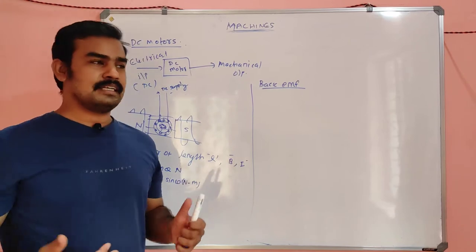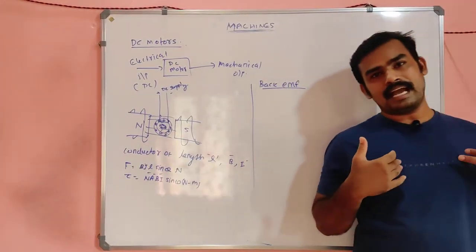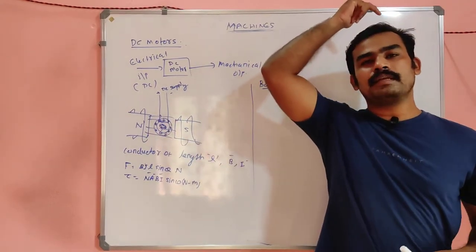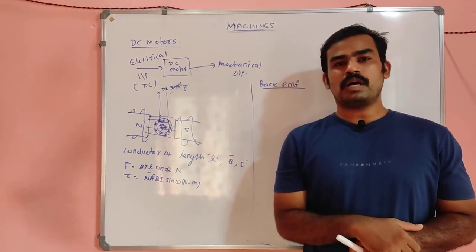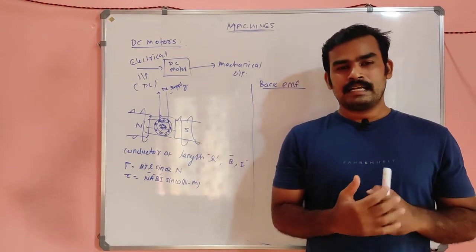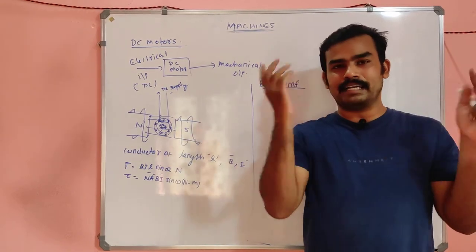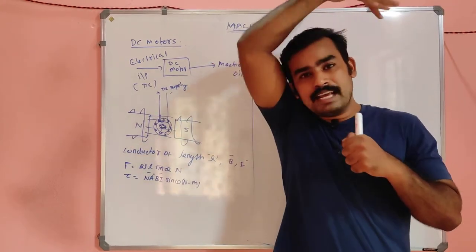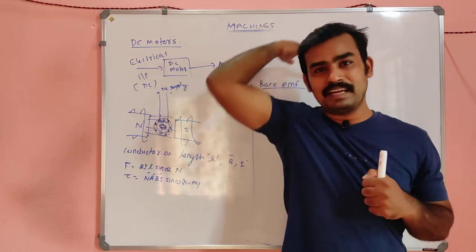Am I correct? See, suppose I am a conductor. You imagine I am a conductor, my dear. I am the armature conductor, okay? Suppose a current is flowing through me, what happens? Around me there will be a magnetic field. So I can see myself in a different manner: there is a current inside me and there is a magnetic field, okay? And now I am sitting in a time varying magnetic field around me.